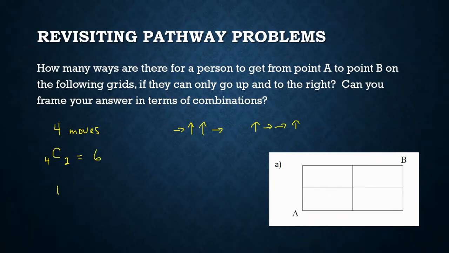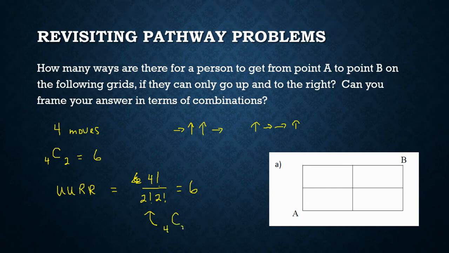And if you think about how we framed this in our last lesson, we thought of it as you're going to do 2 ups and 2 rights no matter what, and how many ways can you arrange those letters? Well, there were 4 letters, 4 factorial over 2 repeating U's and 2 repeating R's. And that gave us 6 as well. But if you think about it, this calculation is actually the very definition of 4 choose 2, right? 4 factorial, 4 minus 2 is 2 factorial, and finally, 2 factorial. So it's really interesting that these pathway problems can also be framed in terms of combinations.